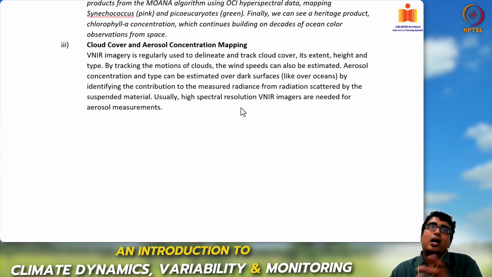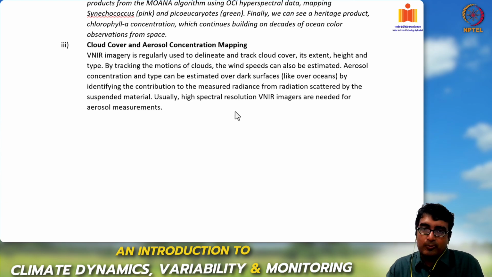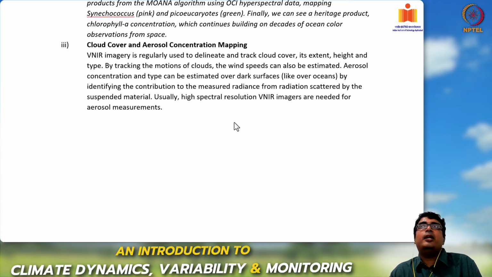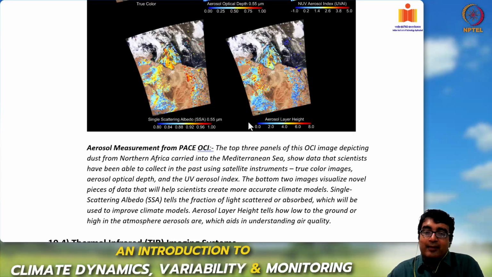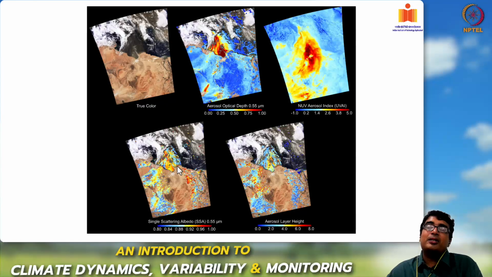So the 10 to 100 nanometer bandwidths are not sufficient, especially for aerosol concentration and distribution measures. Finely resolved VNIR spectra is used because aerosols will scatter only at certain spectra, and identifying those spectra helps us to detect aerosol concentration and aerosol types. So this data can again be seen from the PACE system because it also has an aerosol detector.